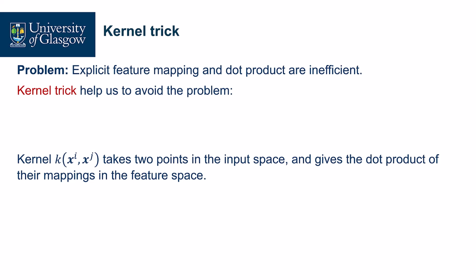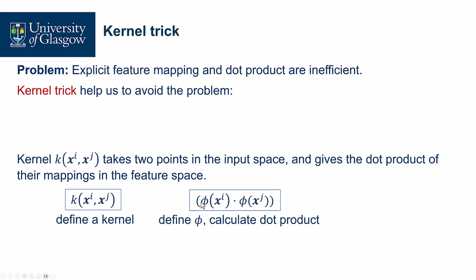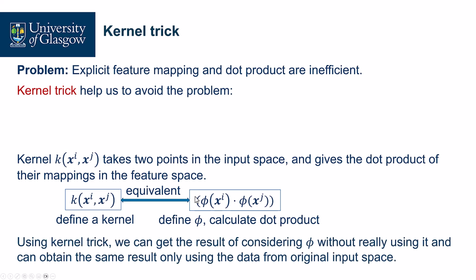So this makes things interesting. Let's see, if we have a kernel function, we just apply it. And if we apply the transform function, the mapping function, to the two points and take the dot product, the result is the same. So this tells us that using the kernel trick, we can obtain this result without really using phi, using only xi and xj in the original input space.